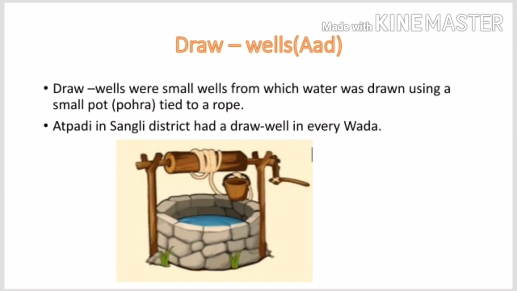Next is the draw wells, another name is ARD. In the past, the draw wells were dug to get drinking water. There were small wells from which water was drawn using a small pot, pohra, tied to a rope. Atpadi in Sangli district had a draw well in every wada. The draw wells had water all year round. When the tap water system was introduced, the draw wells went out of use. Many were sealed. Now there are very few left in Atpadi. This can be seen in many villages.